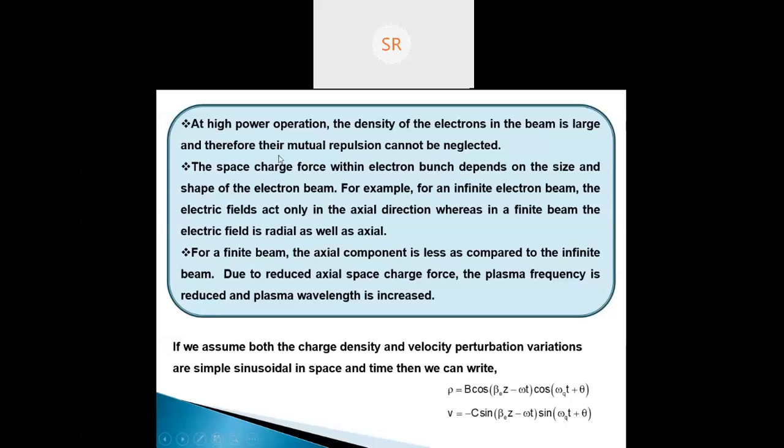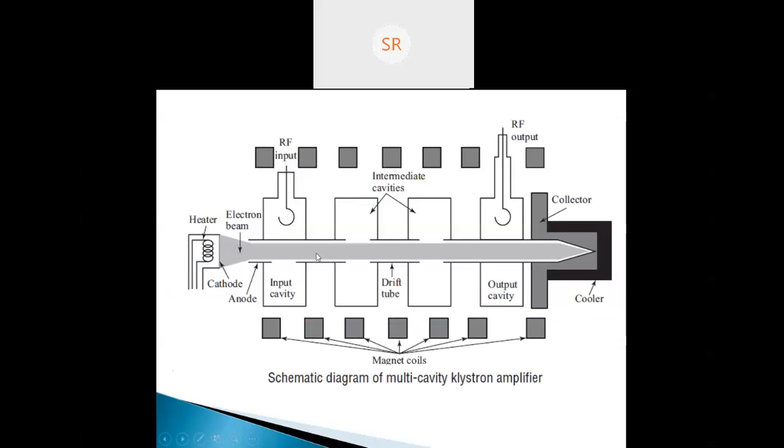Multi-cavity Klystron is used at higher power operation. The beam is large, therefore the mutual repulsion cannot be neglected here. The space charge force within the electron bunch depends on the size and shape of the electron beam, because the cavity is too large. For a finite beam, the axial component is less as compared to the infinite beam. Due to the reduced axial space charge force, the plasma frequency is reduced and the plasma wavelength is increased here. This is about the space charge region, the drift space region.